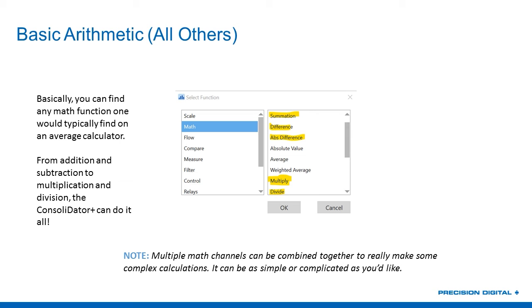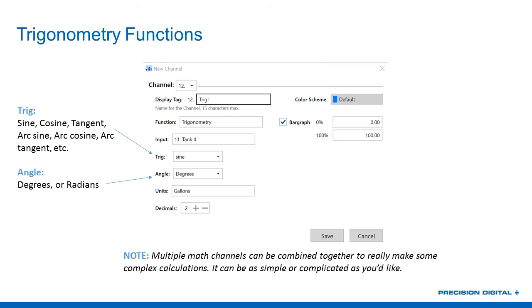Now, for more advanced math functions, this one's pretty wild. The Consolidator Plus can actually handle trigonometry, or trigonometric functions. To be totally honest with you, if you can think of a reason that you would need to use trigonometry in our industry, that would be extremely valuable for me to know. The reason this feature made it onto the product was simply because if you can do it on a calculator, we want to be able to do it on here.